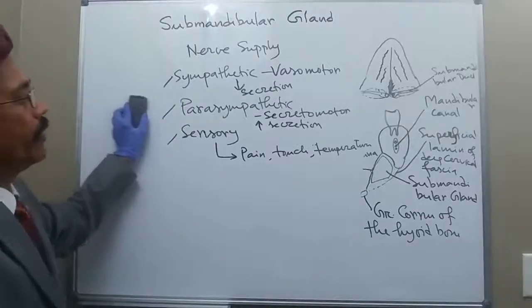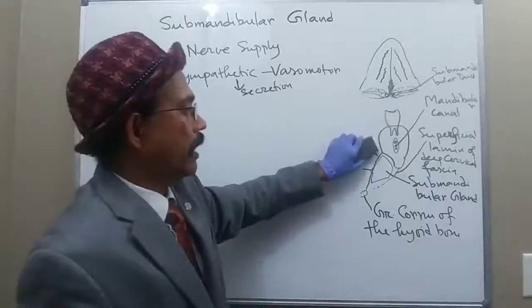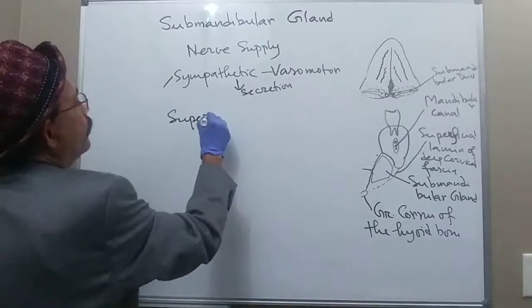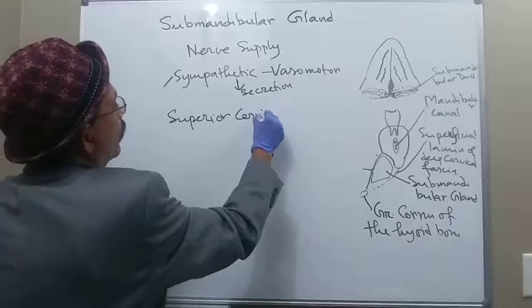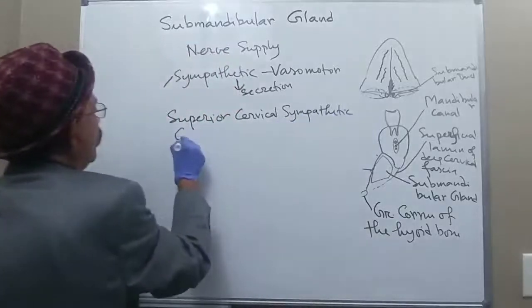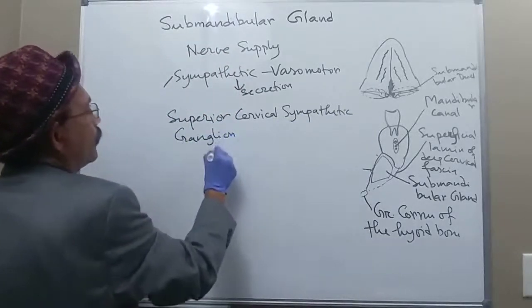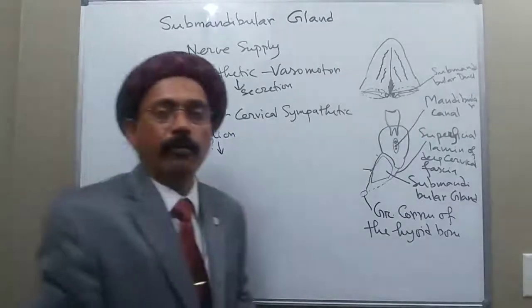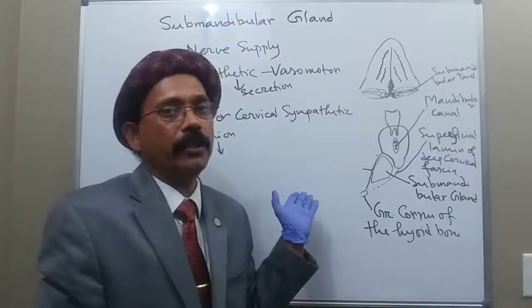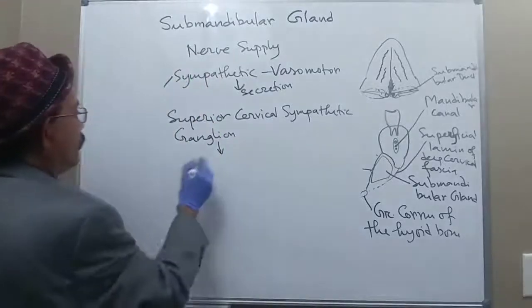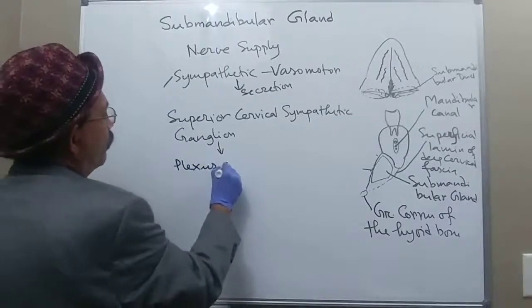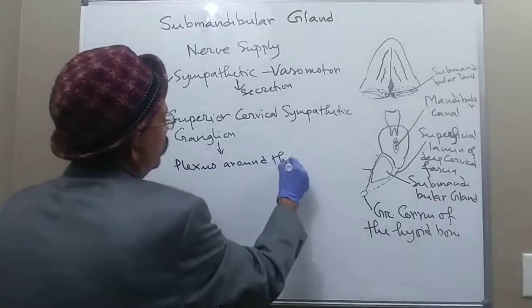Sympathetic, what is the source of sympathetic innervation? Like other salivary glands, we have the superior cervical sympathetic ganglion. Okay, so you get postganglionic fibers that will follow the blood vessels, like that of the external carotid artery, internal carotid artery, here external carotid artery and the facial artery. Okay, so we'll get postganglionic fibers, we'll get plexus around the facial artery.